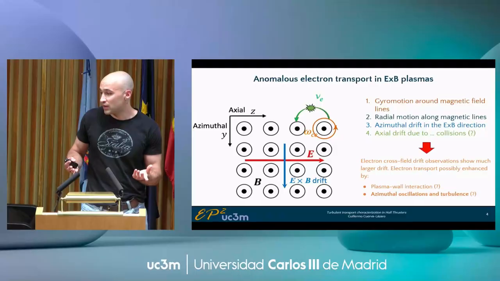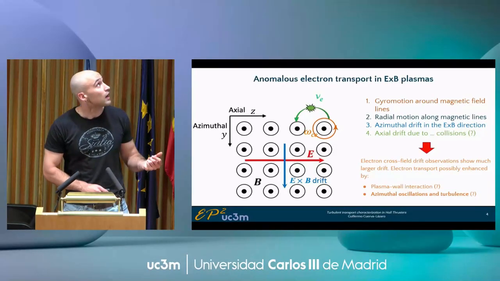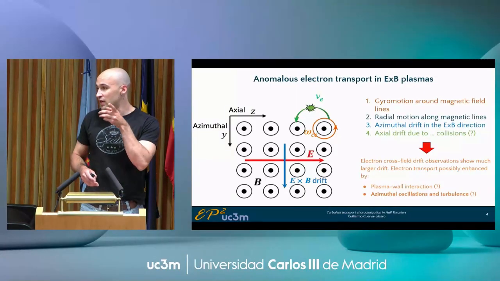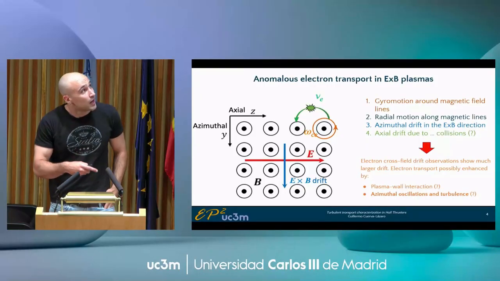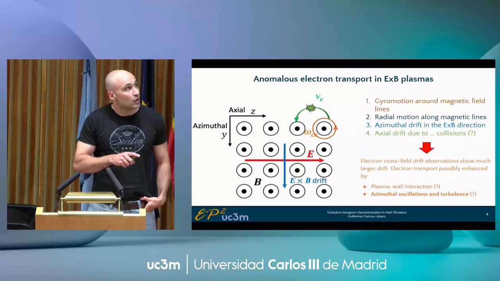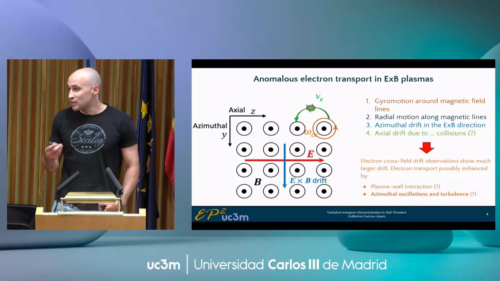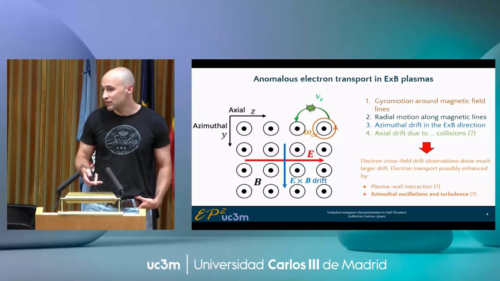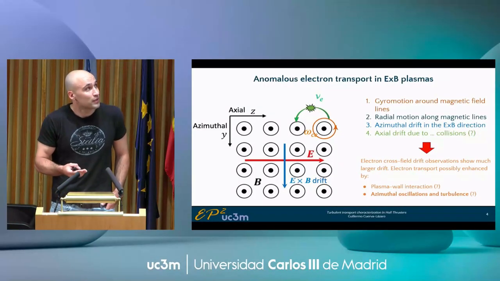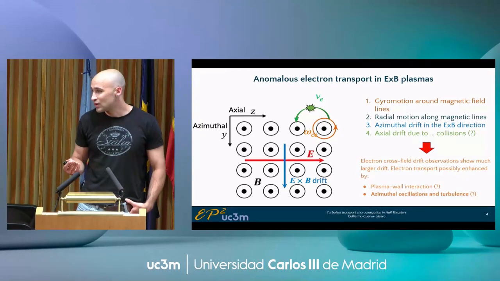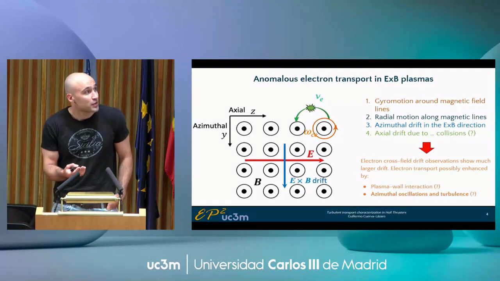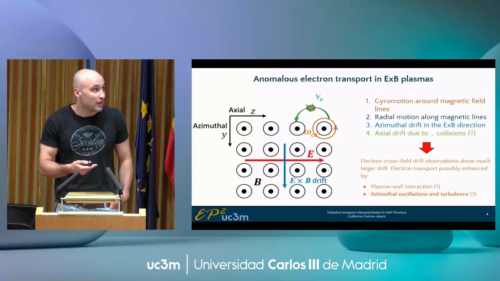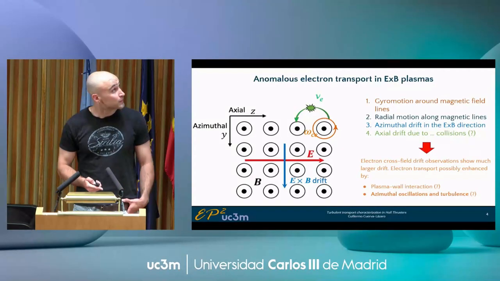Okay, so if you think of a simplified model of an E cross B plasma, axial-azimuthal, and you have a magnetic field pointing outwards of the plane, the electrons are going to have a gyro motion around the magnetic field lines, and they're going to move along those lines. They're going to have an azimuthal drift in the E cross B direction due to the electric field and the magnetic field. And they're also going to have an axial drift that at the beginning was thought to be due to classical collisions, but after some observations, it's shown to be a much larger drift than expected, and therefore has to do mainly with azimuthal oscillations and plasma turbulence.